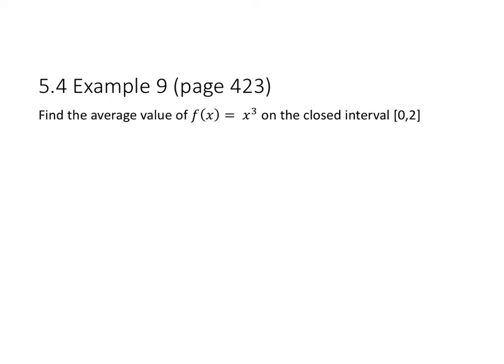Okay, let's find the average value of f of x equals x cubed on the closed interval between 0 and 2. So we have this thing that looks like this. We're going from 0 to 2. And we want to know, where is the average underneath here? What would be the average amount of space? Is it closer to 0? Is it closer to 2? Is it somewhere in between? We're going to figure that out.